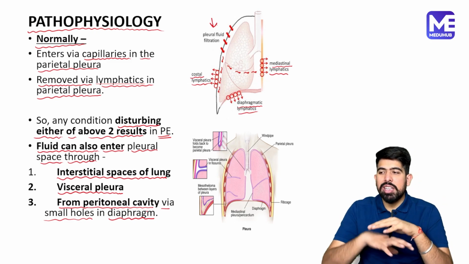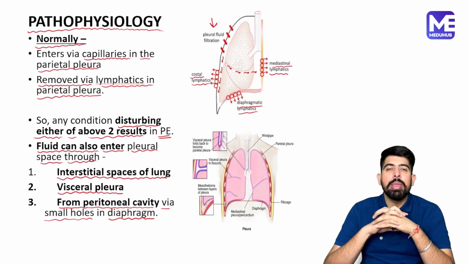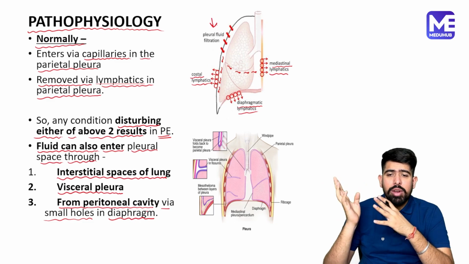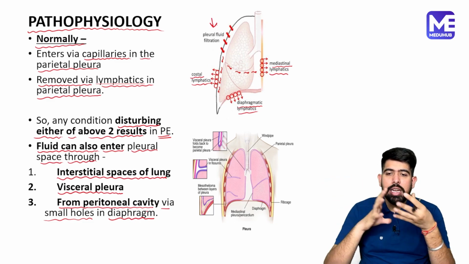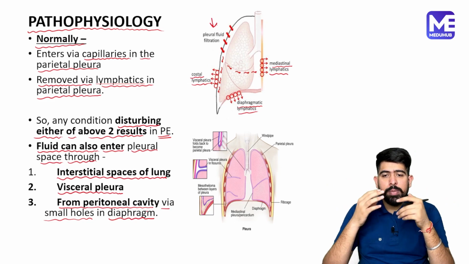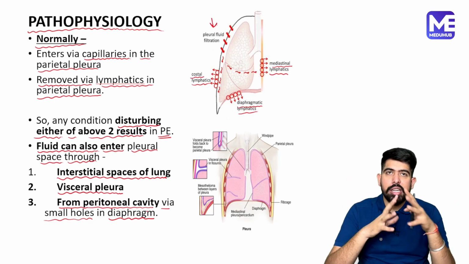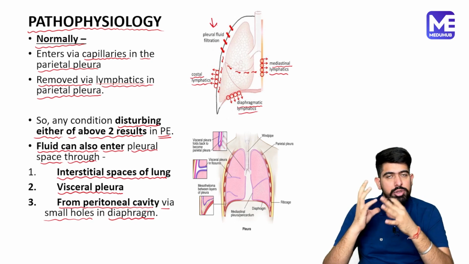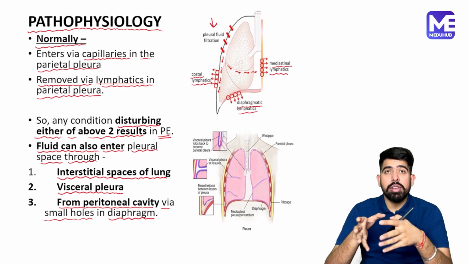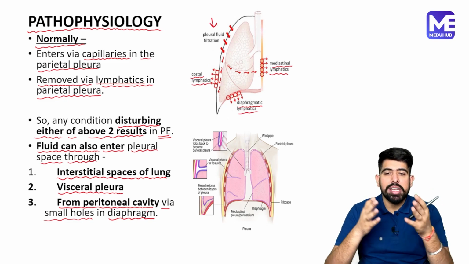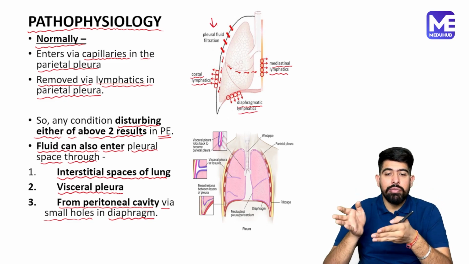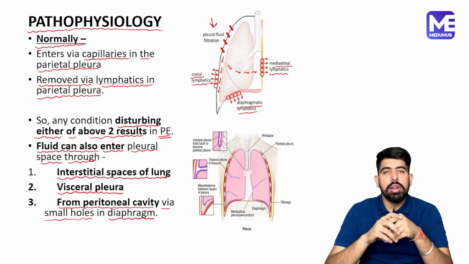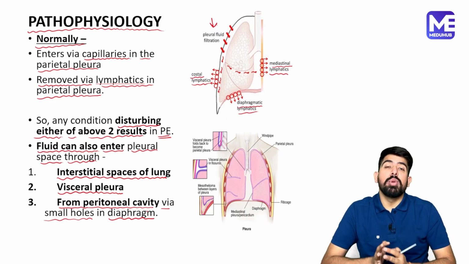So please remember the normal pathophysiology of our pleural fluid: normally it is coming from the parietal pleural capillaries. The parietal pleural capillaries are entering in the parietal pleura, and after the filtration it is coming into the pleural cavity. But after coming here, the lymphatics, which three lymphatics are we having? We are having the diaphragmatic lymphatics, the mediastinal lymphatics, and the costal lymphatics. So these are going to remove this fluid, it's going to drain out. But what is happening in pleural effusion?